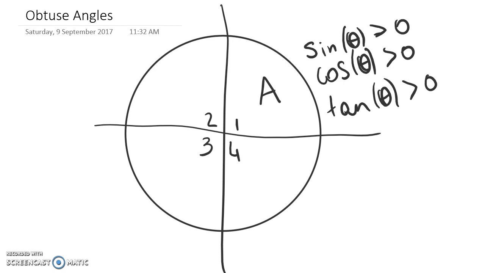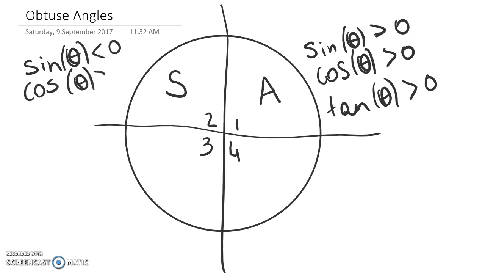We'll move a little bit further along. In quadrant 2, only sine is positive. So sine of theta is greater than 0, cos of theta is less than 0, and tan of theta is less than 0.